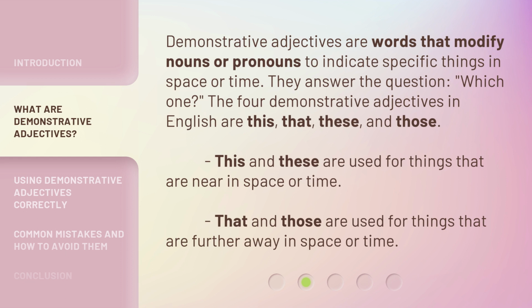Demonstrative adjectives are words that modify nouns or pronouns to indicate specific things in space or time. They answer the question, which one? The four demonstrative adjectives in English are this, that, these, and those. This and these are used for things that are near in space or time. That and those are used for things that are further away in space or time.